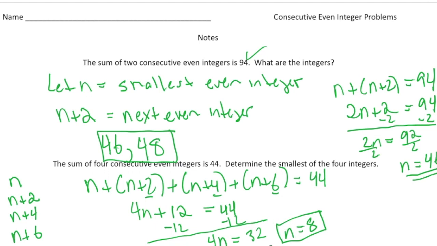So now the rest is easy. Just plug it in. So n is our first one, so it's going to be 8. And then n plus 2, so 8 plus 2 is 10. And then 8 plus 4 is 12. And then 8 plus 6 is 14. But the question was, determine the smallest of the 4 integers. So the answer for this one is 8, but it's always good to double check. So if I add up 8 and 10, that's 18. 18 plus 12 is 30. And 30 plus 14 is 44. And there it is.